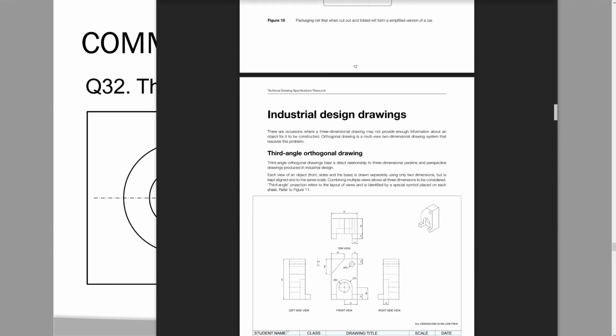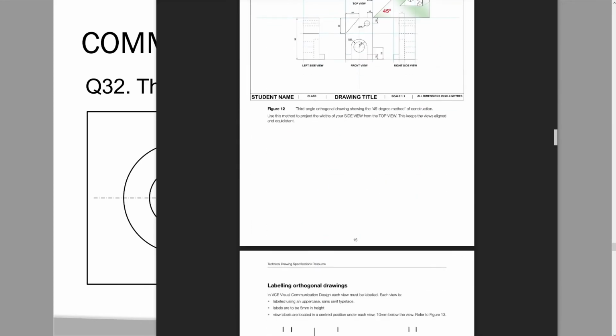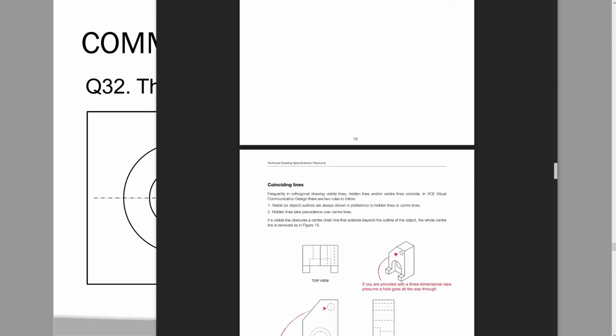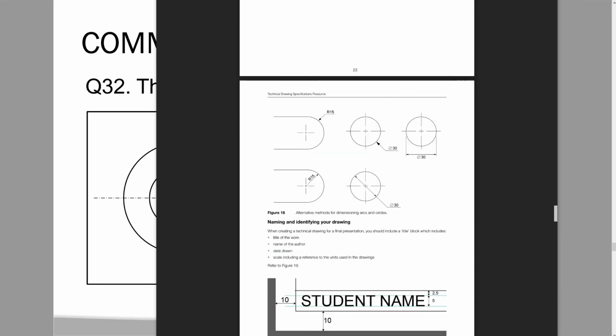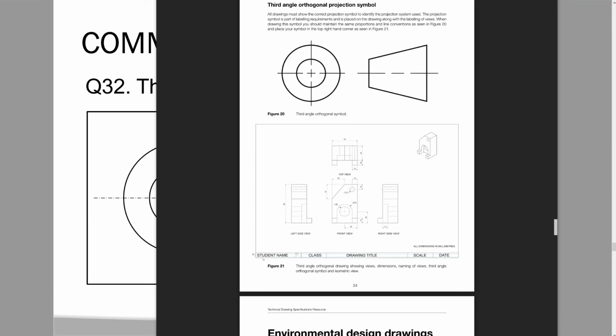So it's talking about how to draw third angle projection drawings. In Australia, that's what we're supposed to do. And then it's got the symbol here. Now, that's a better symbol than my symbol, but I drew this before I knew this book existed, I'm guessing.